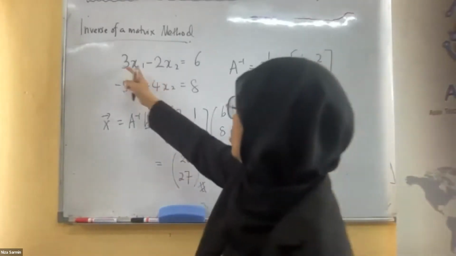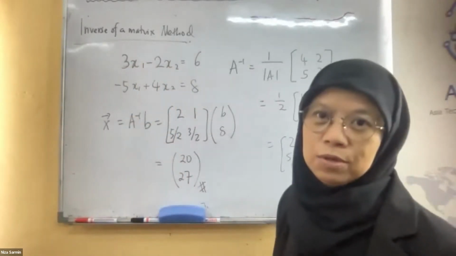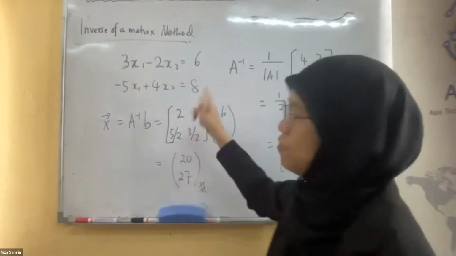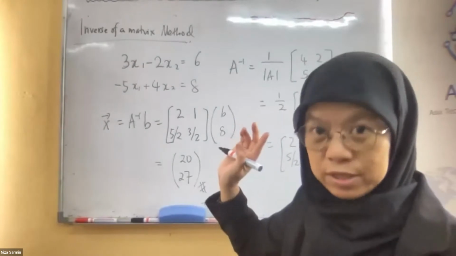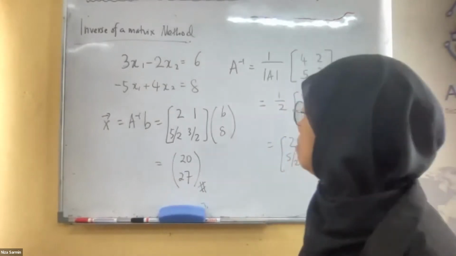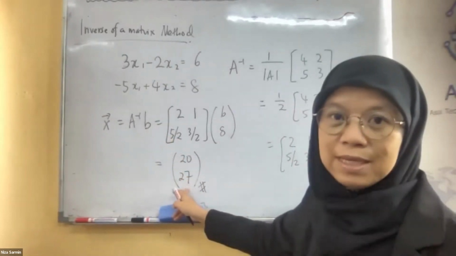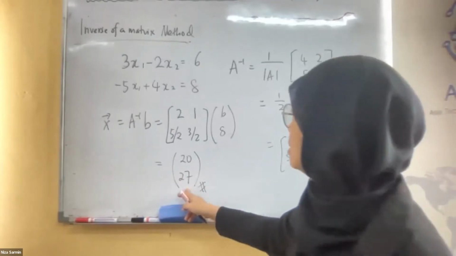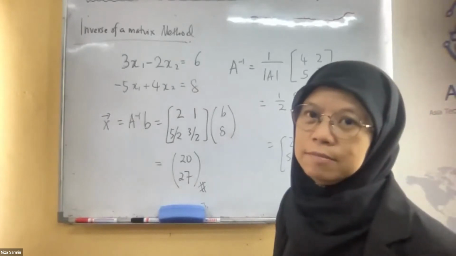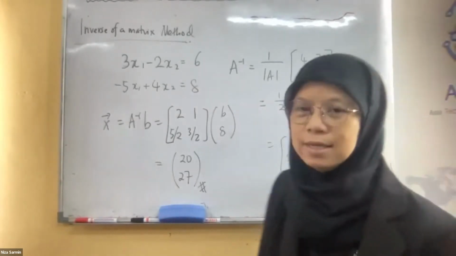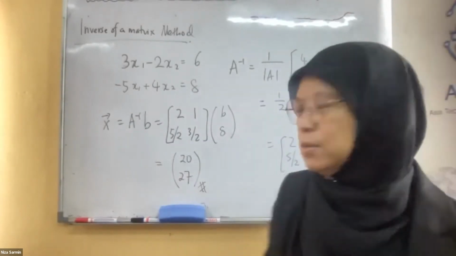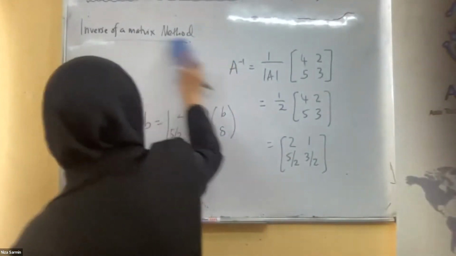You put it in the equation. Do you get the answer? So 3 times 20, 60 minus 54. 60 minus 54 is 6. Okay. Negative 5 times 20 is negative 100, plus 4 times 27 is 108, right? So you get 8. Yeah, 108 minus 100 is 8. Okay, all right, you solved it? Seriously. Okay, number 2.